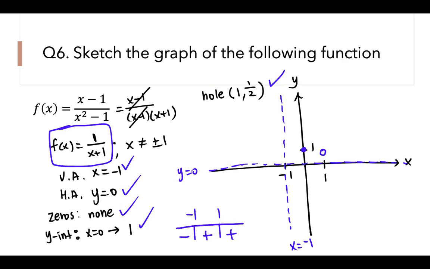So what does that tell me? Anything before -1 is going to be below the x-axis. So that means it's going to go this way, not touching the asymptote. And anything in between -1 and 1 is going to be positive. Okay, so it's above the x-axis, we know that. So it looks like this, and connecting. And then anything after 1 is still going to be positive, meaning above the x-axis. So it's going to follow the asymptote. Okay.